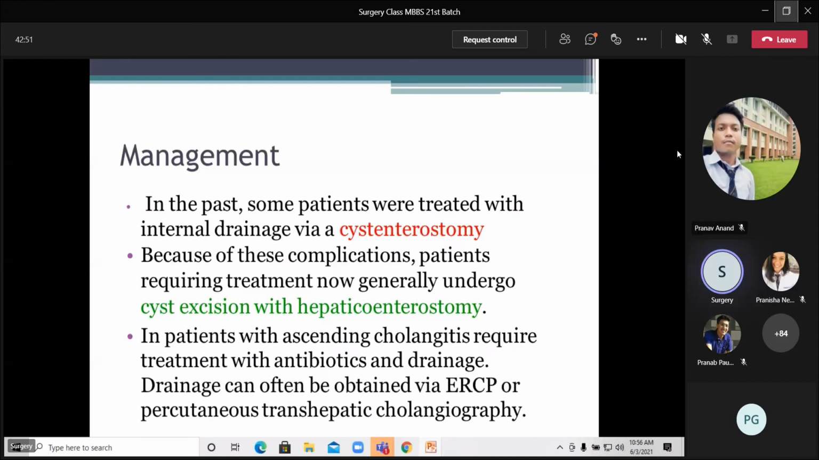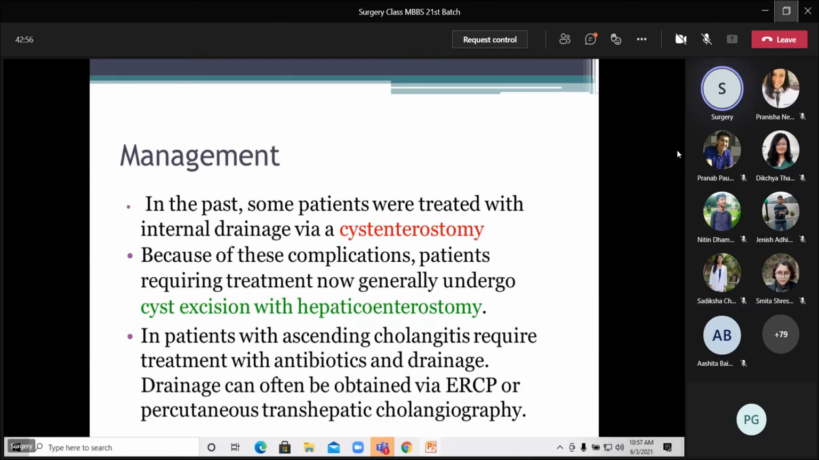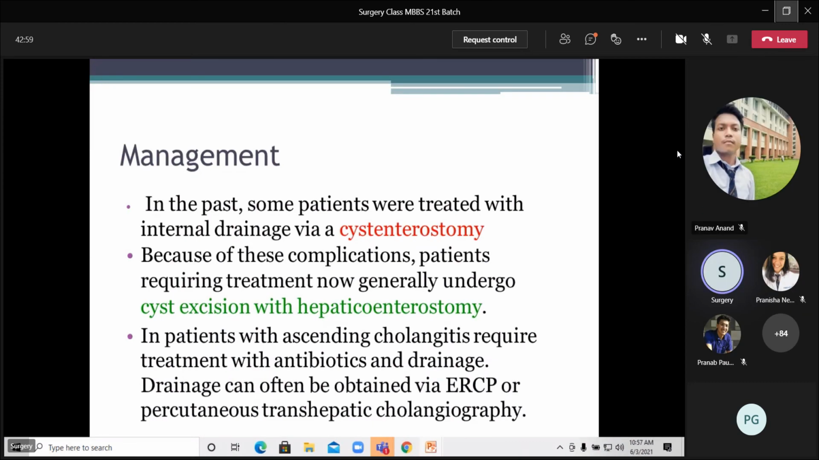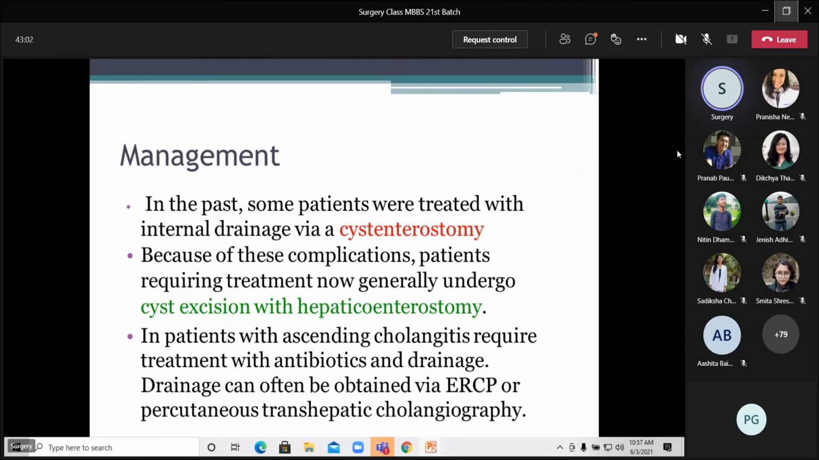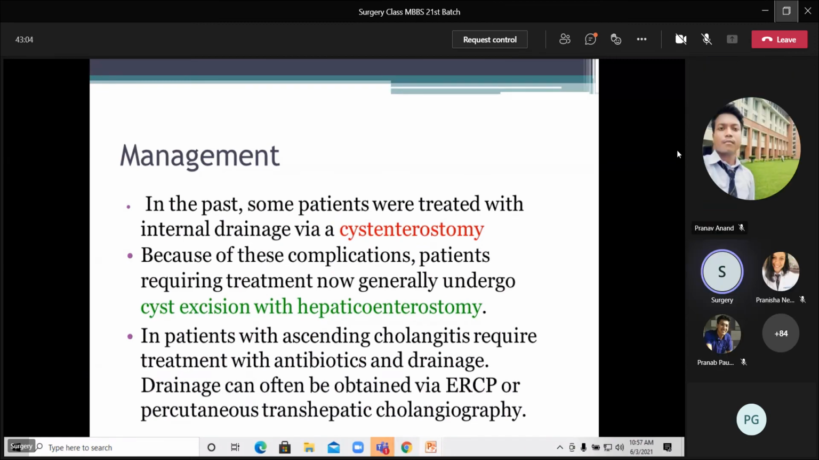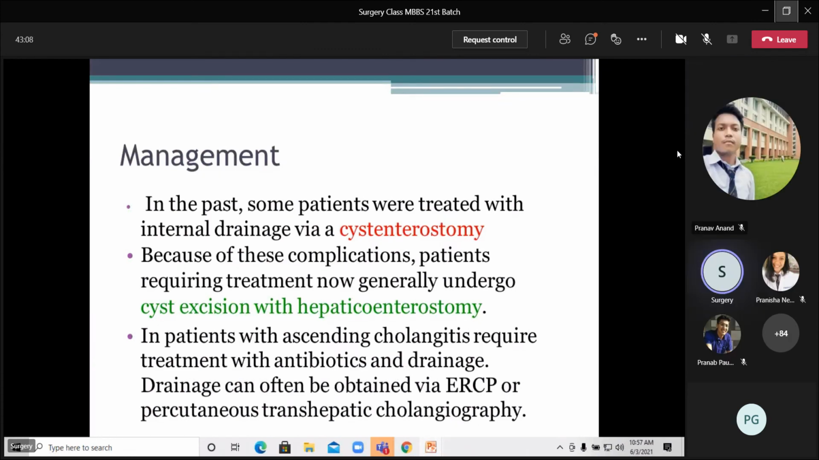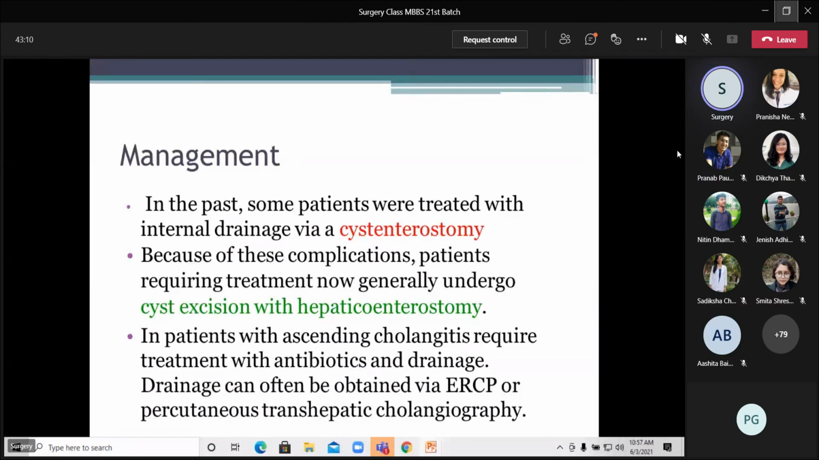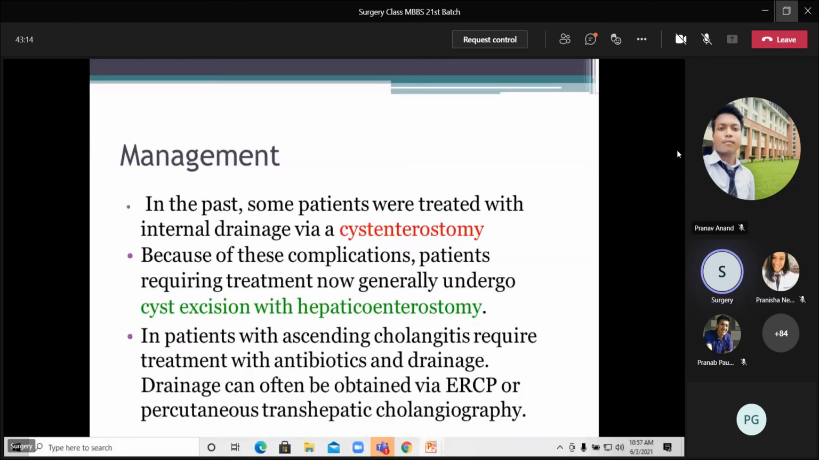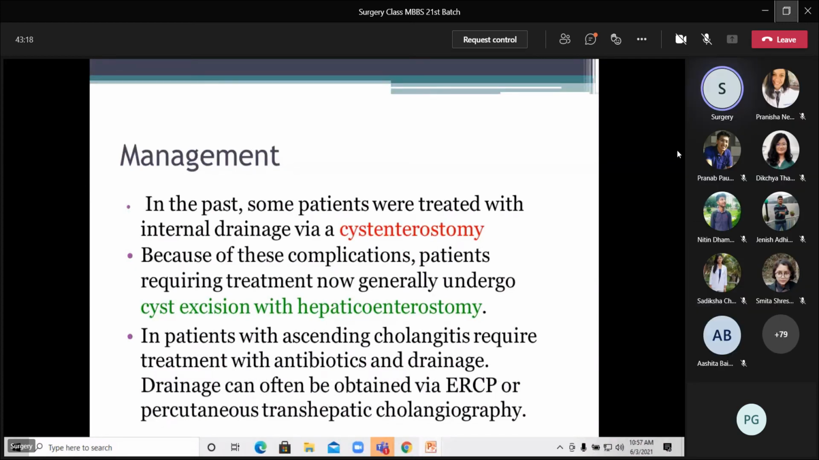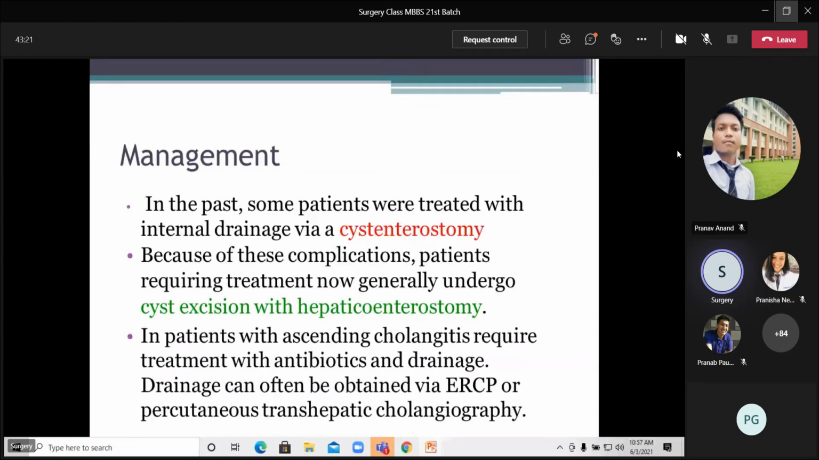So what is the management? Management is you remove the cyst, do the excision of the cyst, and whatever you remove, you have to reconnect. So if you remove the common bile duct and the common hepatic duct, only the right and left hepatic ducts remain, including the confluence, and then you connect the intestine to that. So do a Roux-en-Y hepaticojejunostomy. Hepaticoenterostomy means you connect the intestine.